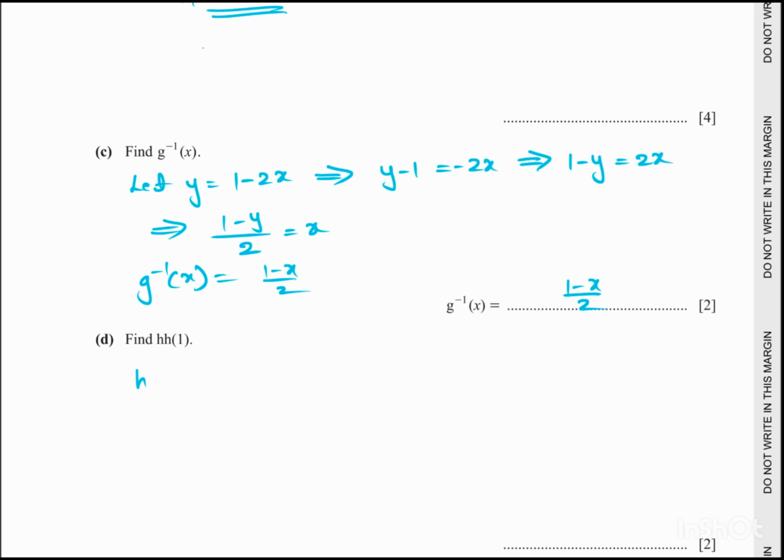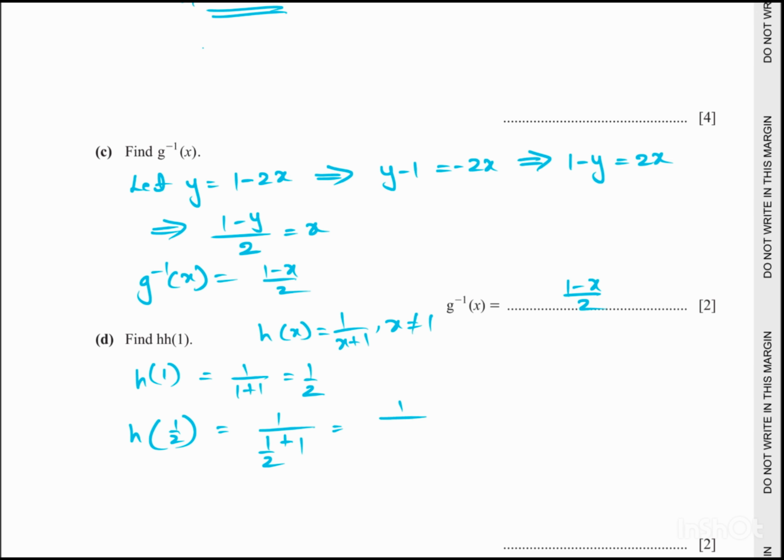So h of 1 we will find out first, because h of x is given as 1 by x plus 1, where x is not equal to 0, x is not equal to 1, sorry. So 1 by x plus 1, so h of 1 will be 1 by 1 plus 1, which is 1 by 2. This is h of 1. So h of 1 by 2 we will find out, because h of 1. So 1 by 1 plus 1 by 2 plus 1. So it is 1 by 1 plus 2 by 2, that is 1 by 3 by 2, which is 1 by 1 into 2 by 3, which is 2 by 3. This is the answer for h of 1.